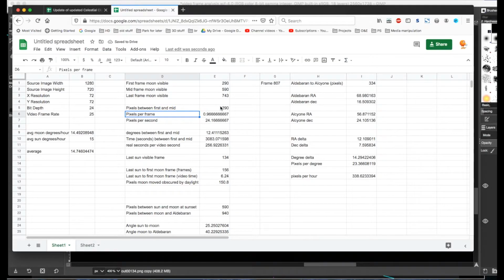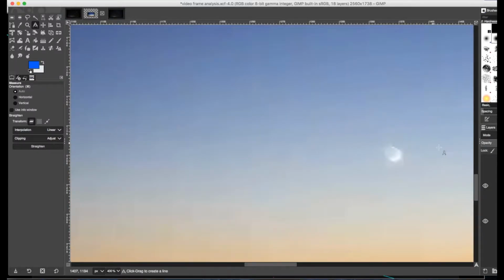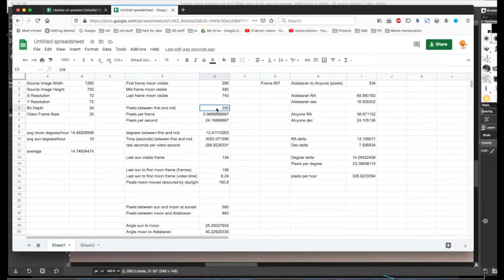I also measured the number of pixels between the first and mid frame, which was 290, and that would be simply going to 590, locating the moon, taking the measurement, and so I went from about here to about there, and I got 289.3. So I put 290 there. The average pixels per frame is simply the number of pixels, which was 290, divided by the difference between these two. I multiplied by my video frame rate to give me pixels per second.